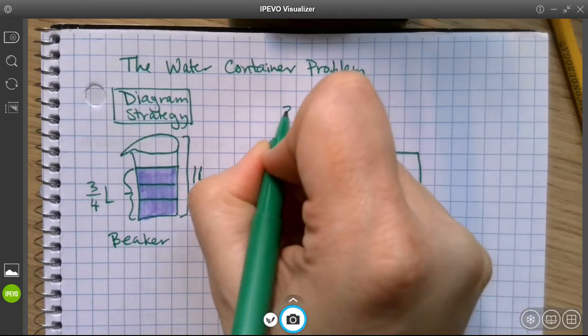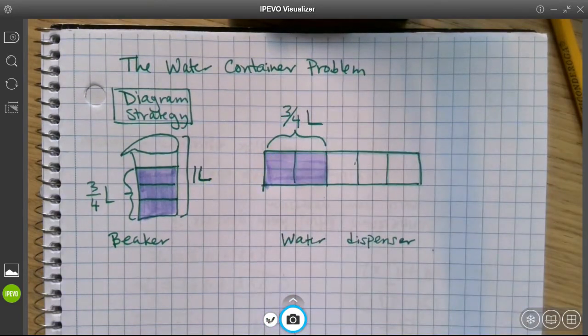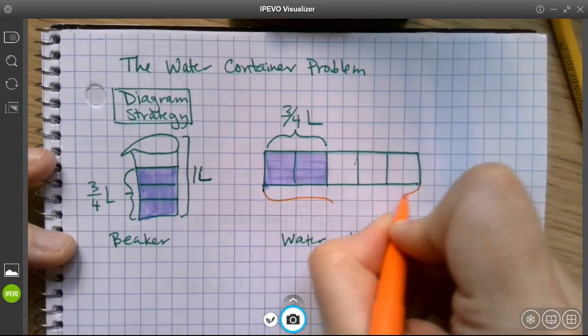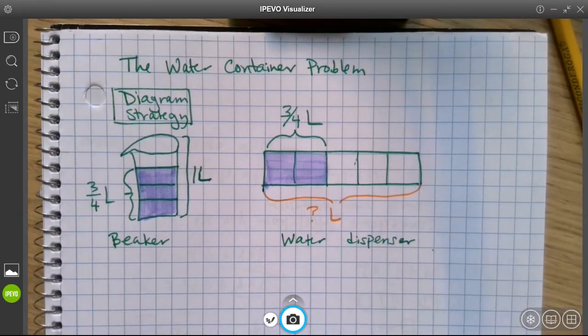was 3/4 of a liter of water. And then the question that we're trying to ask, what we want to know is the full length is how many liters. Okay, that's what we're trying to figure out.